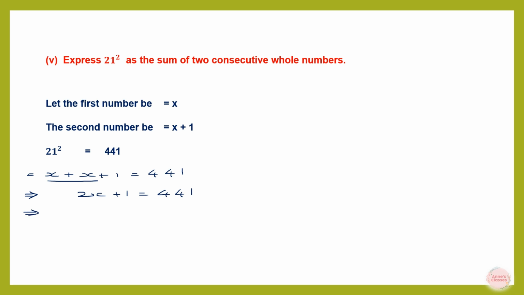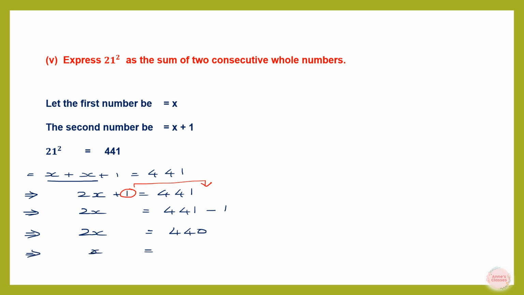That means 2x is equal to 441 minus 1, because I've transposed this plus 1 to the other side, it has become minus 1. So now we have got the value of 2x. 2x is equal to 440. Now let's find the value of x.